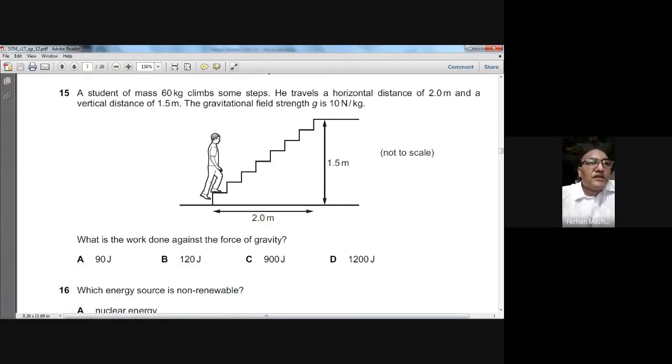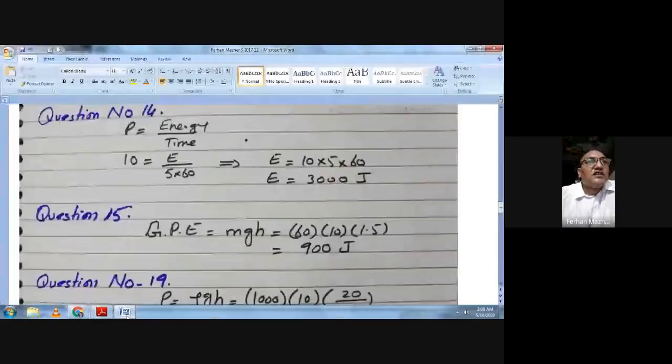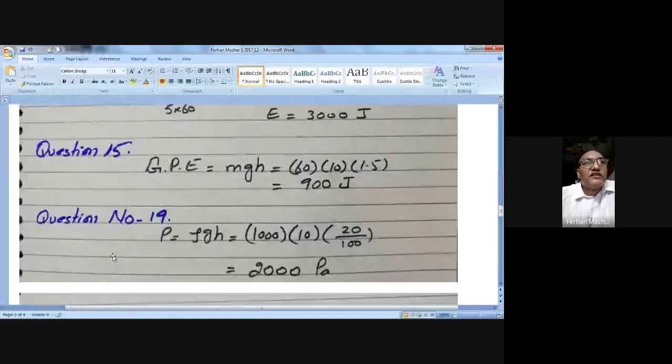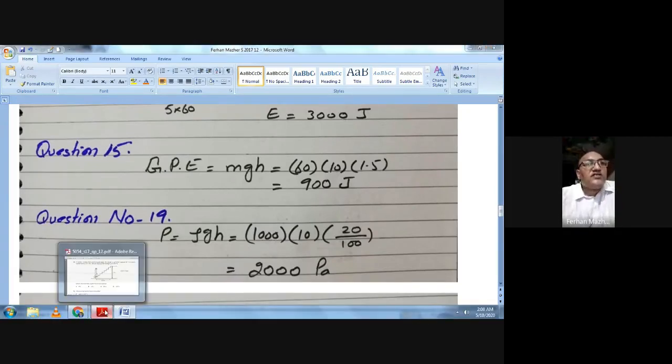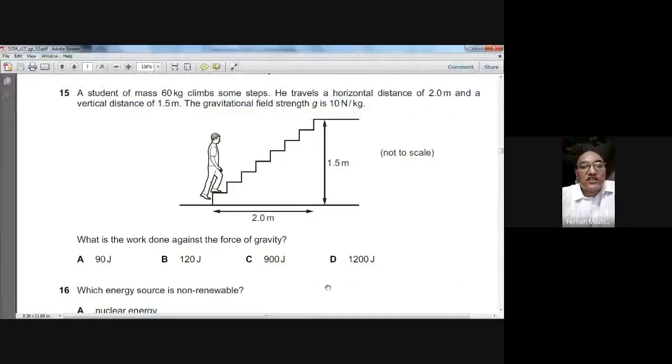I have done this on a paper. Let me show you that working. You can see question number 15 is on your screen. Gravitational potential energy is equal to mgh equals 60 into 10 into 1.5. So the answer will be 900 joules. 900 joules for question number 15, and C is the choice. Question 15, C is the choice.